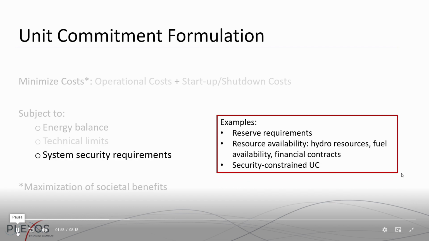For system security requirements, these are accounted for by defining reserve requirements for different types of reserve, such as spinning, non-spinning, and replacement. The user can include additional constraints for resource availability like hydro resources, fuel availability, and financial contracts. Security-constrained unit commitment can also be modeled, which finds the optimal unit commitment and dispatch solution subject to the transmission being feasible if any defined contingency, such as the loss of a line or generator, should occur.